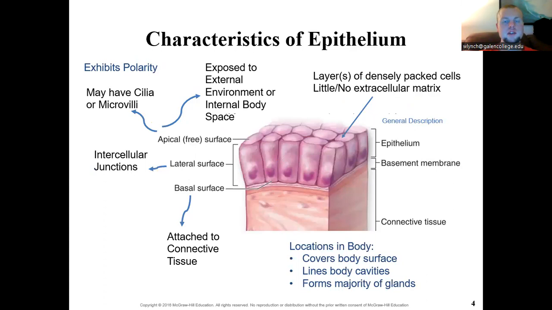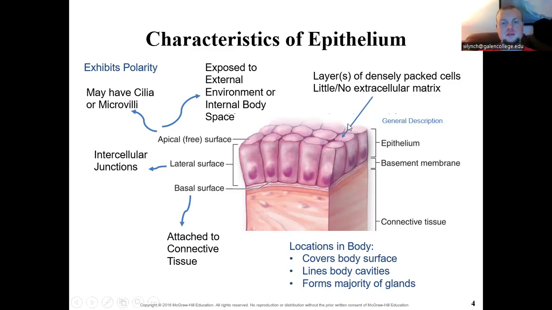So first things first, we look at the characteristics of an epithelial lining. Epithelium is usually a grouping of cells that is not vascularized, so it's going to be an area with very little or no blood flow. It is always going to be facing a basement membrane on one side and a free surface or an apical surface on the other.